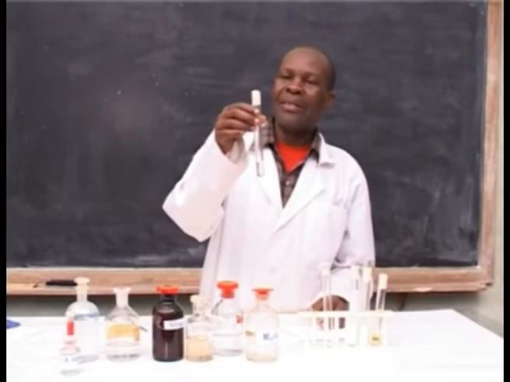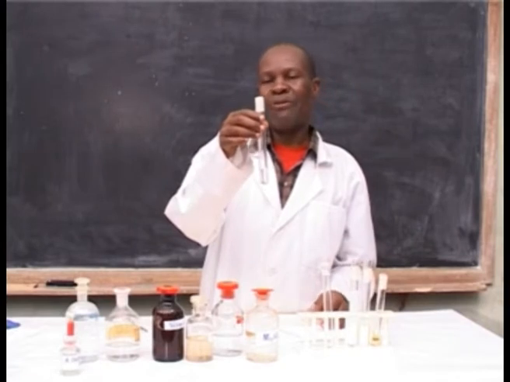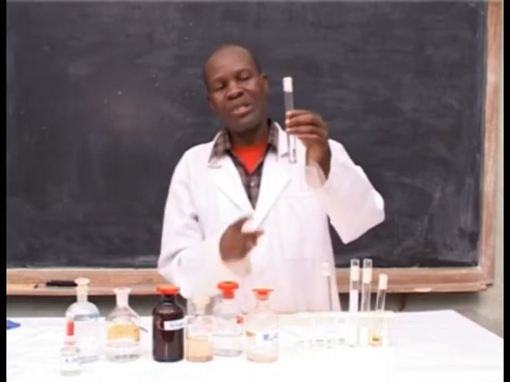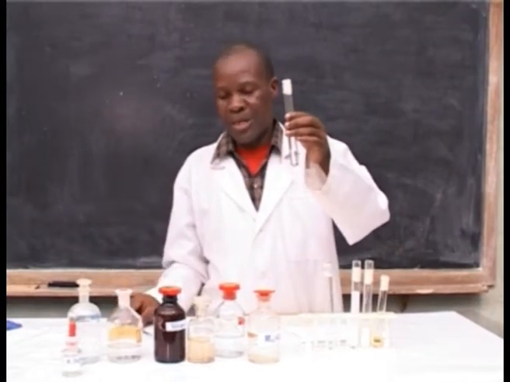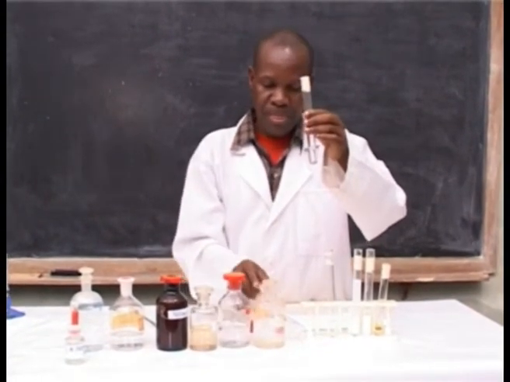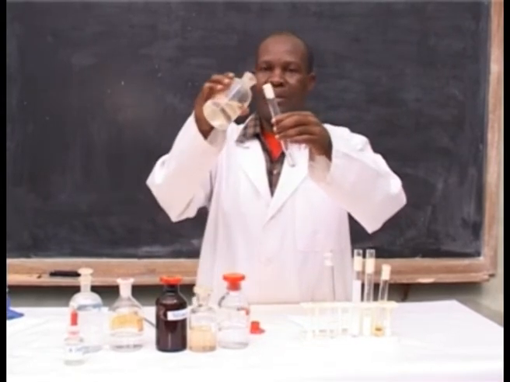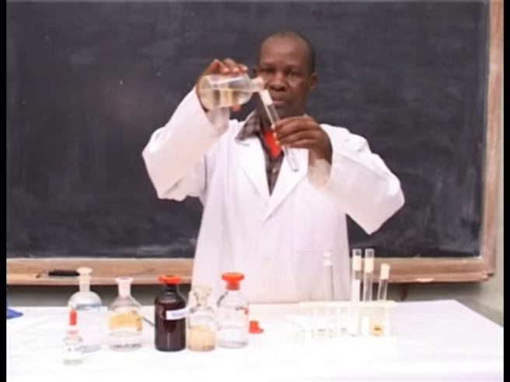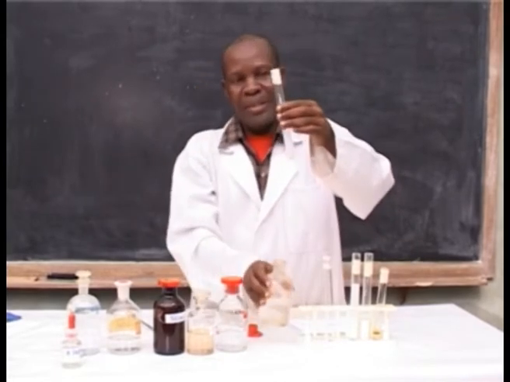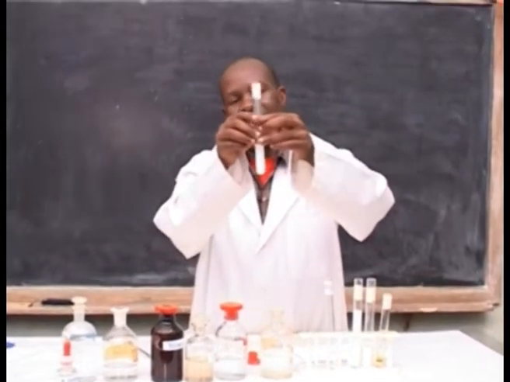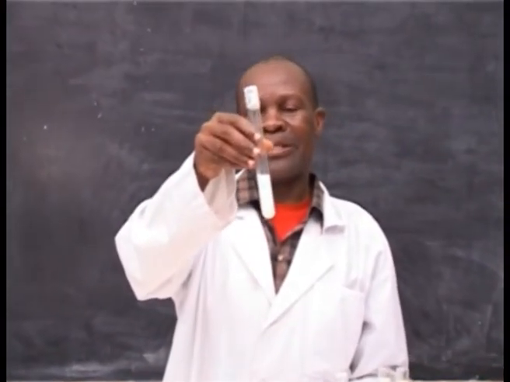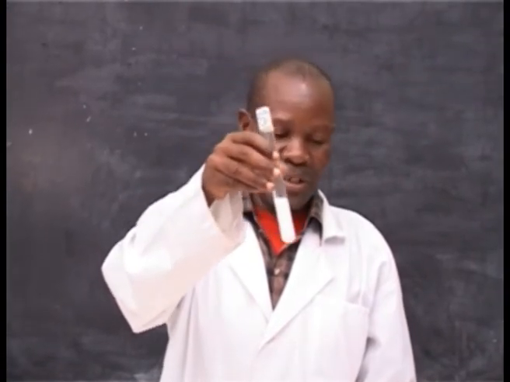The next is to confirm the presence of carbonate ion in the solution provided. In order to confirm the carbonate, you have to add magnesium sulfate solution. A white precipitate forms, and this indicates the presence of carbonate ions in solution.